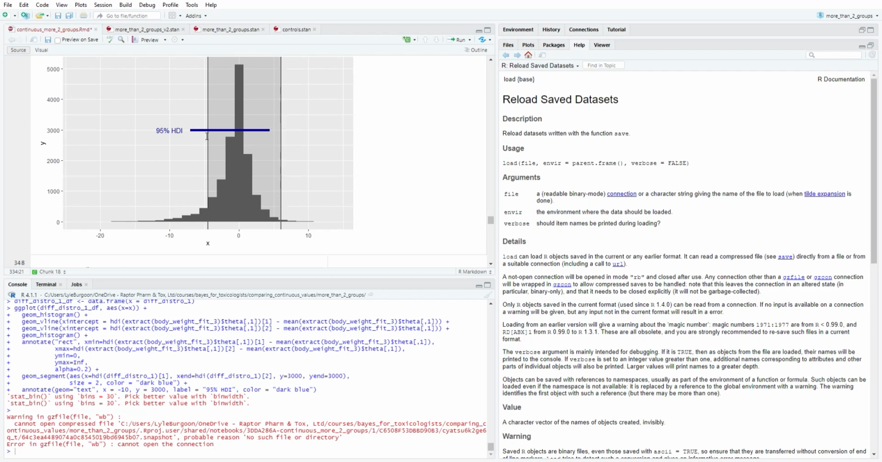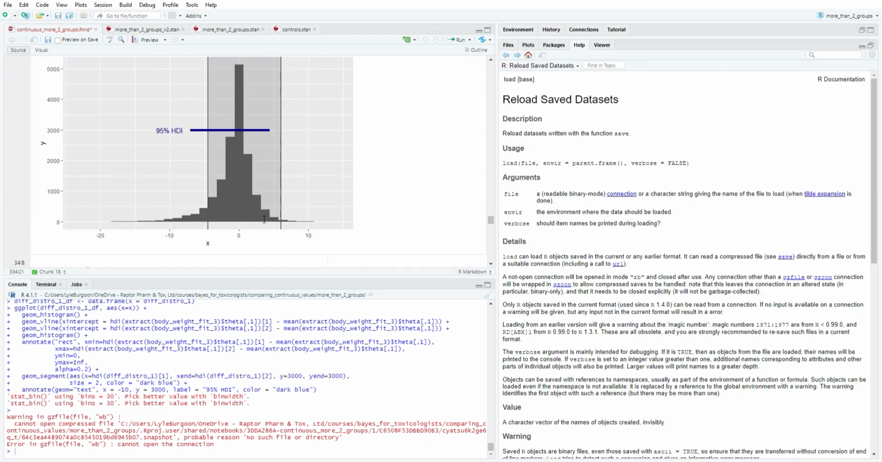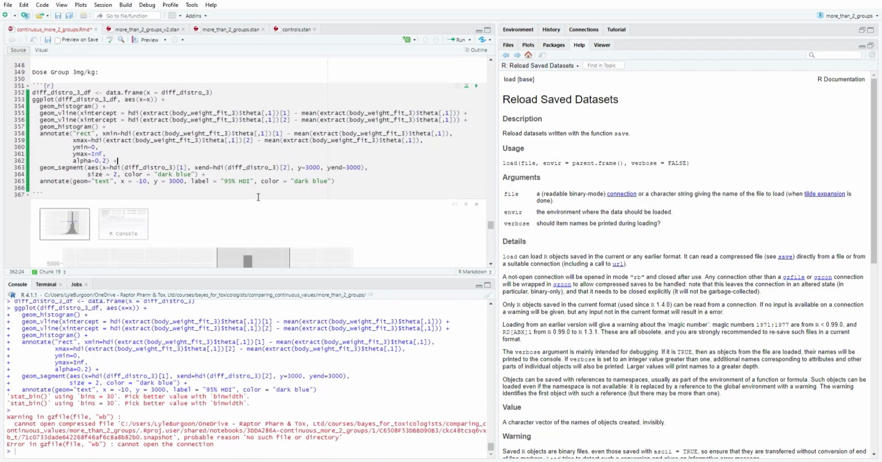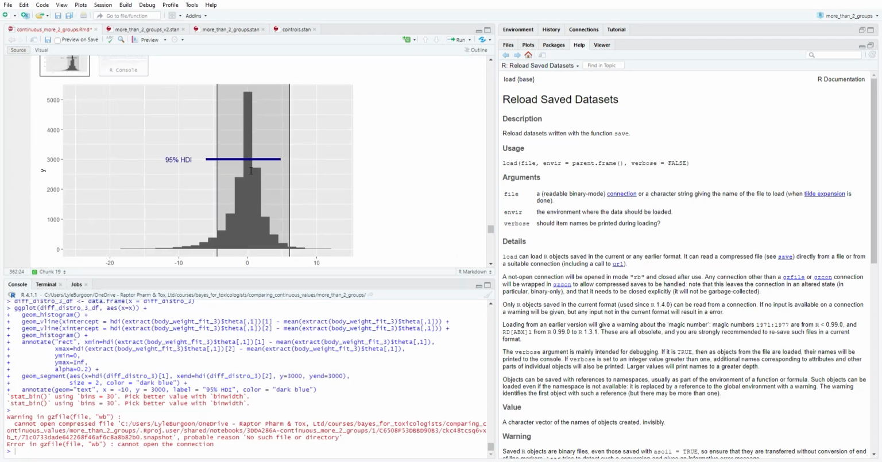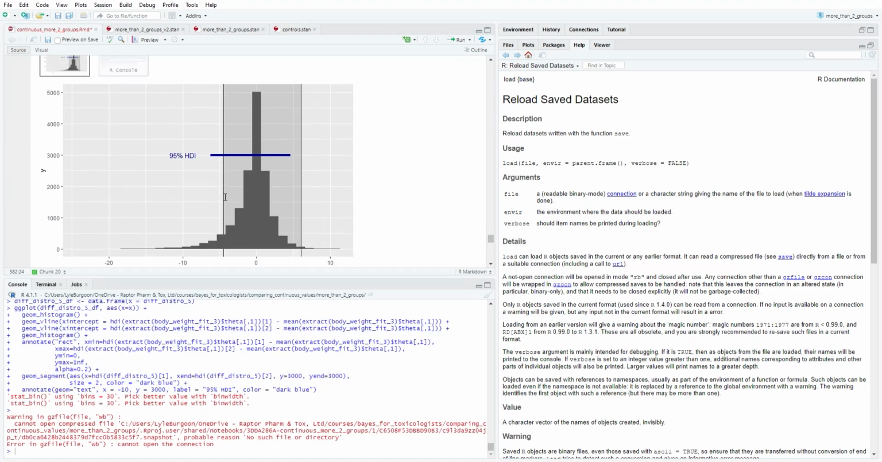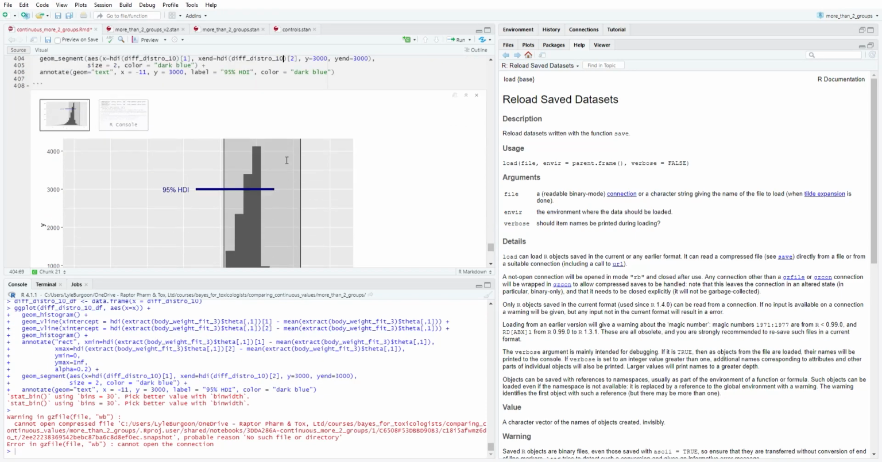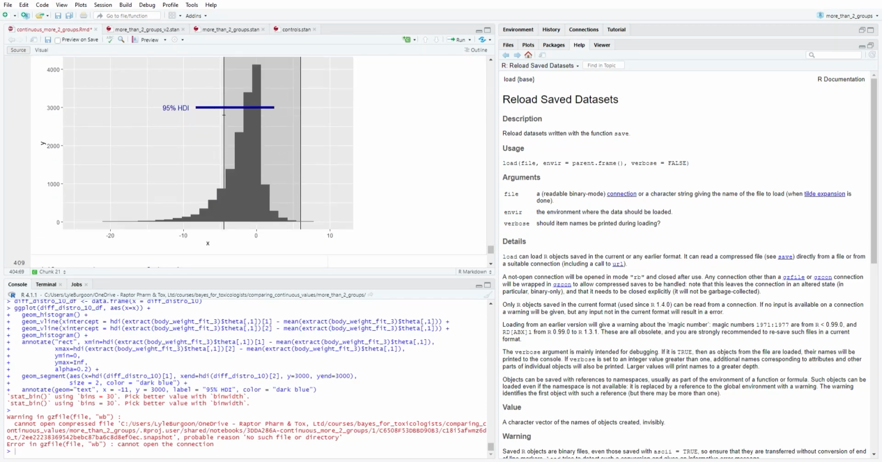If this blue line is inside this rope, it's not different from vehicle. So this is for 1 mg per kg. It's not different. This is 3 mg per kg. Definitely not different. Almost the entire highest density interval is in that rope. 5 mg per kg. Again, almost that whole thing is inside that rope. There should be 10 mg per kg. Again, a large portion of it is actually inside that rope.